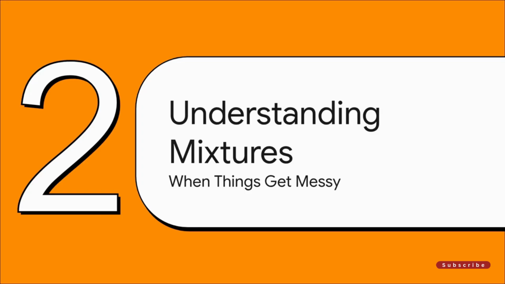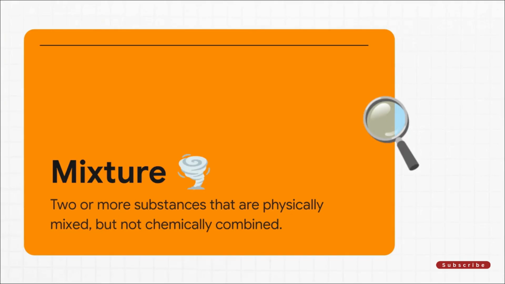Okay, so we've got the super orderly world of pure substances down. But what happens when things are just thrown together without any of those serious chemical bonds? Well, that's when things get a little messy, and we enter the world of mixtures. And a mixture is pretty much what it sounds like. It's when you take a couple of different substances and just physically mix them. They're all hanging out in the same container, but they haven't chemically reacted. There are no new bonds forming. They're just roommates, not a married couple.